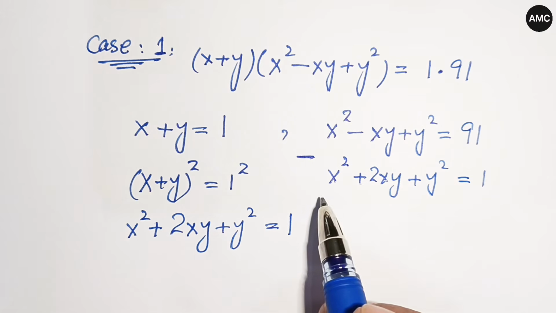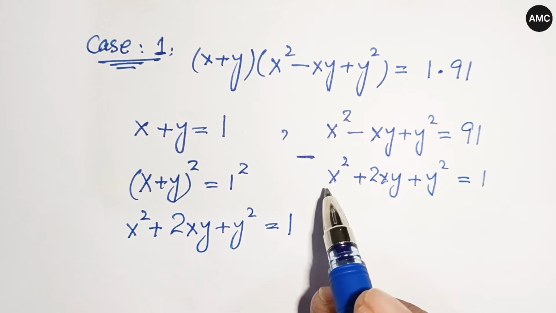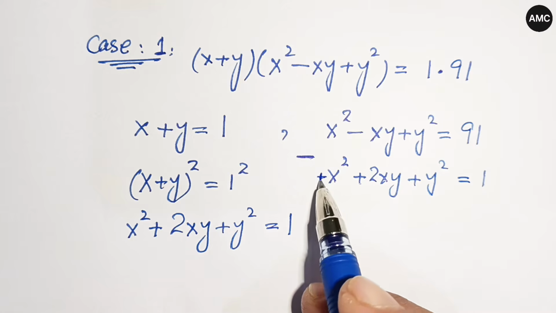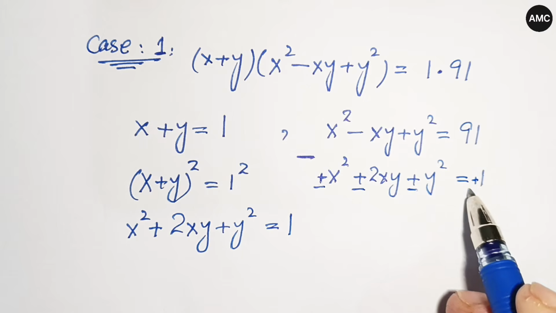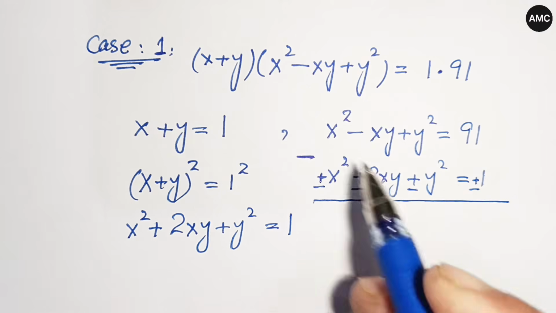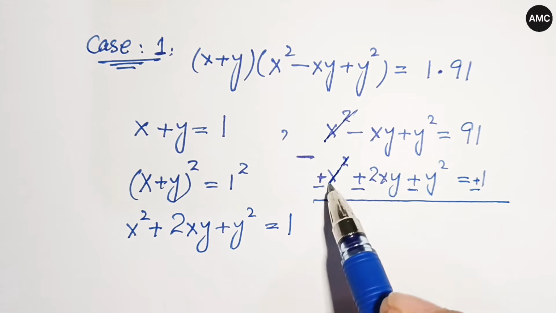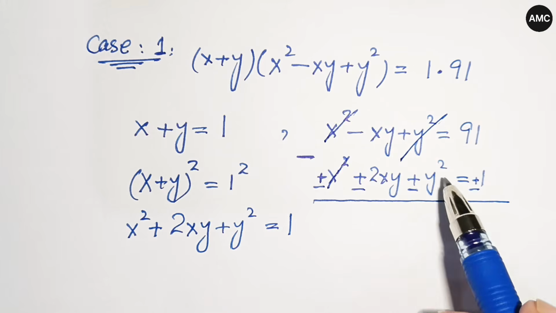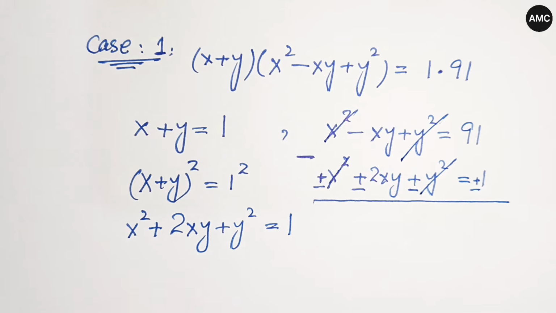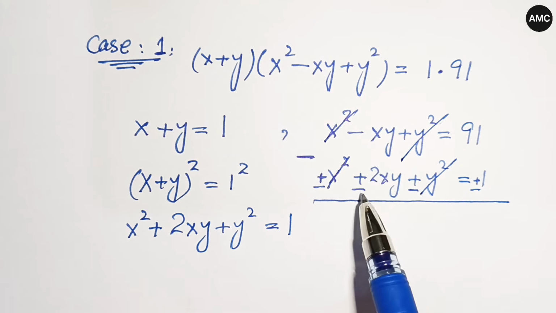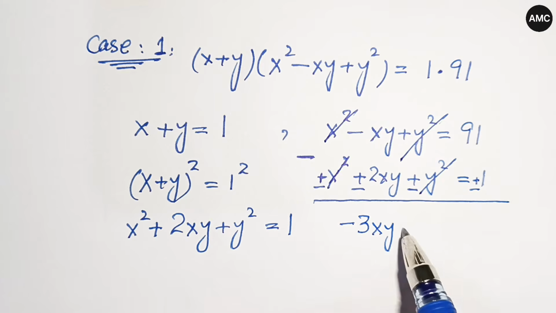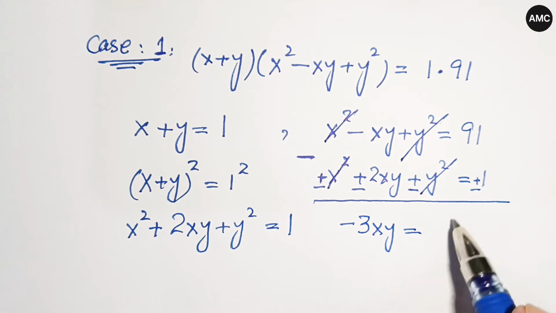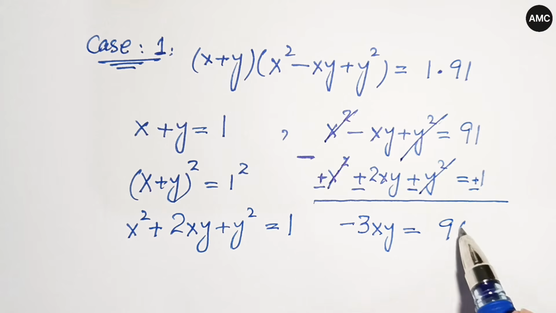Now by subtraction, we have to convert positive signs to negative. Here we see that plus x² is cancelled out with minus x², and plus y² is cancelled out with minus y². So we have minus xy and minus 2xy, we get minus 3xy on the left-hand side, and on the right-hand side we have 91 minus 1, we get 90.